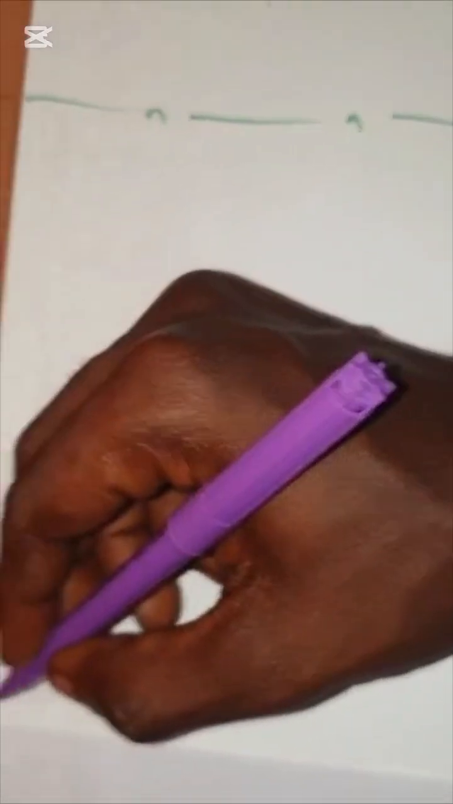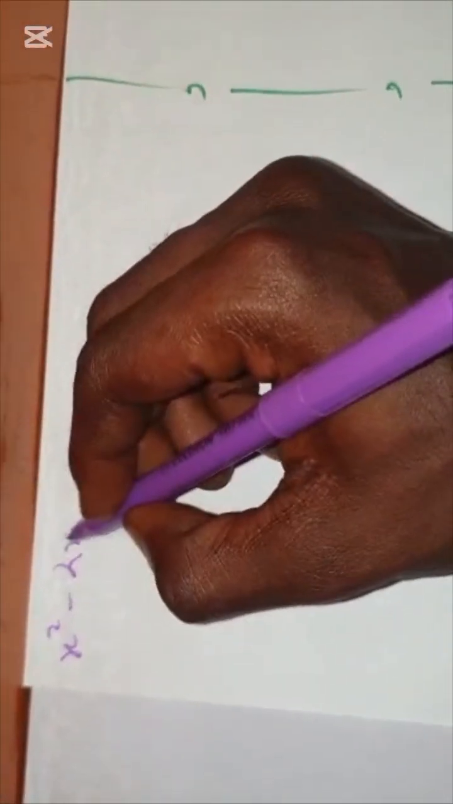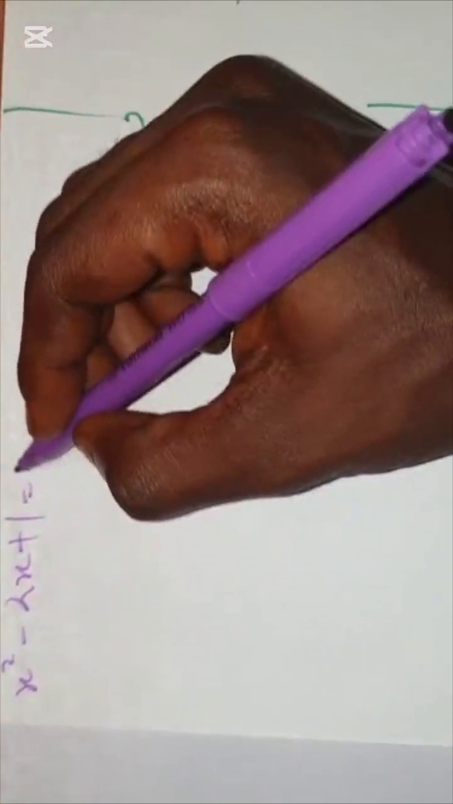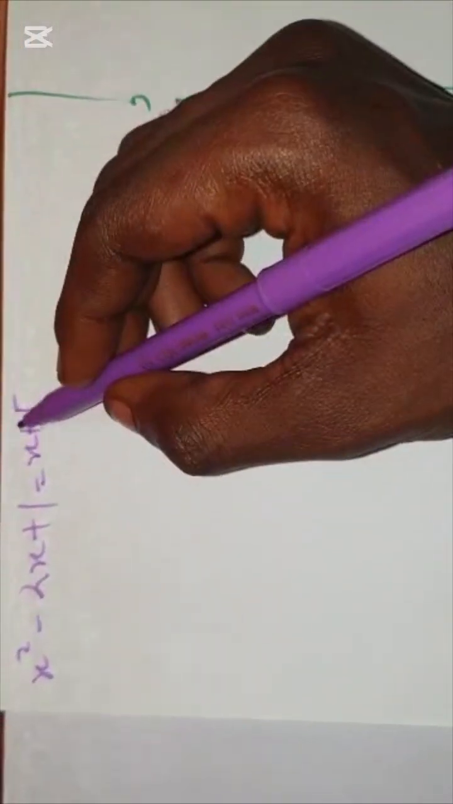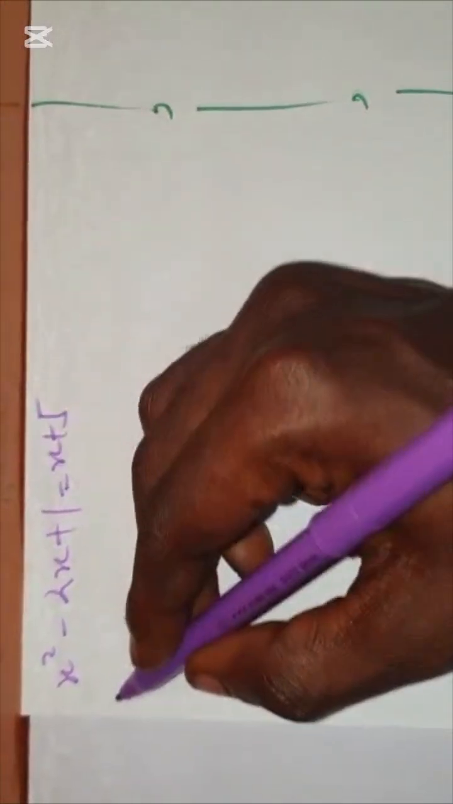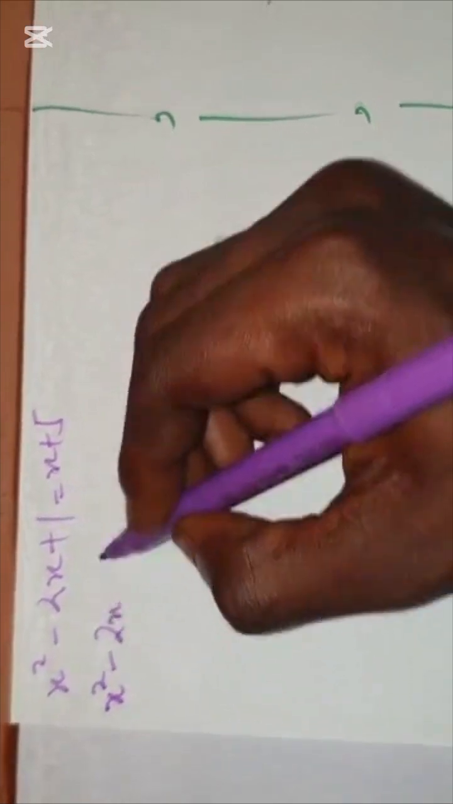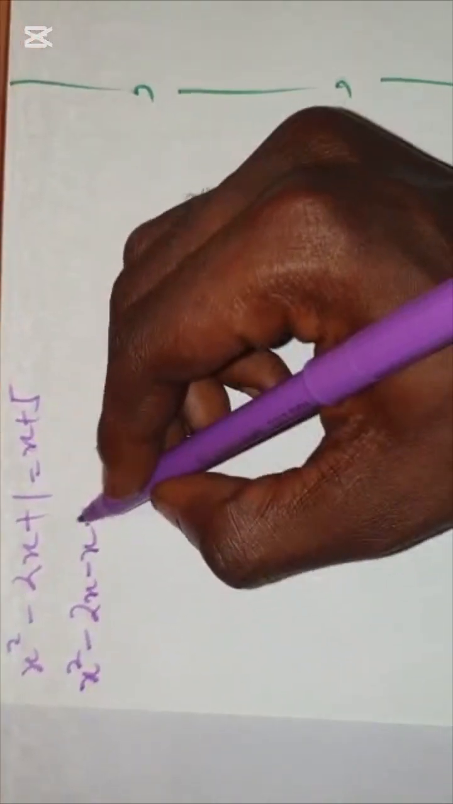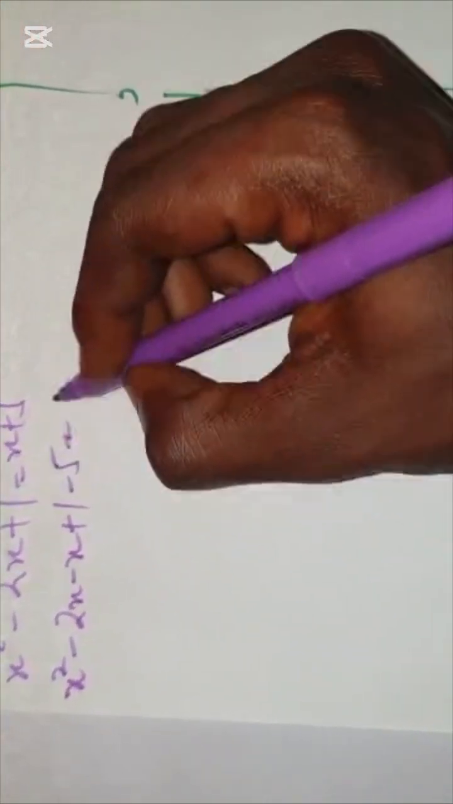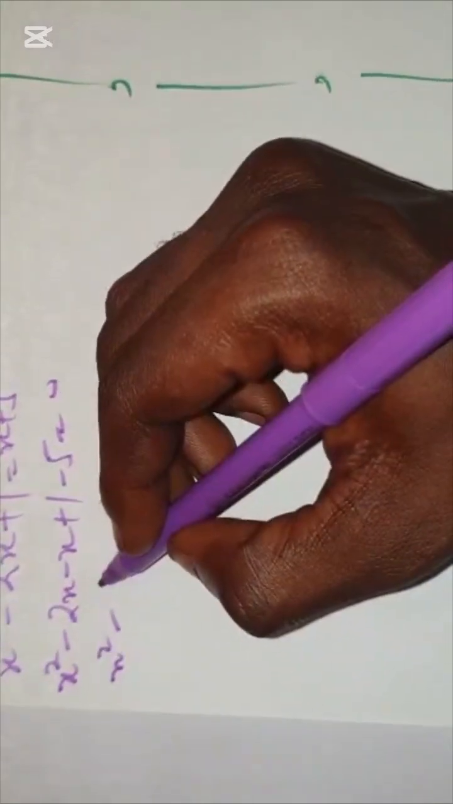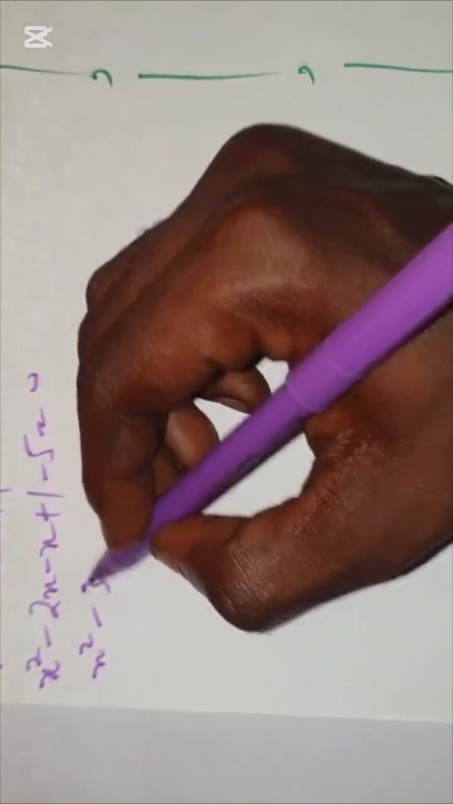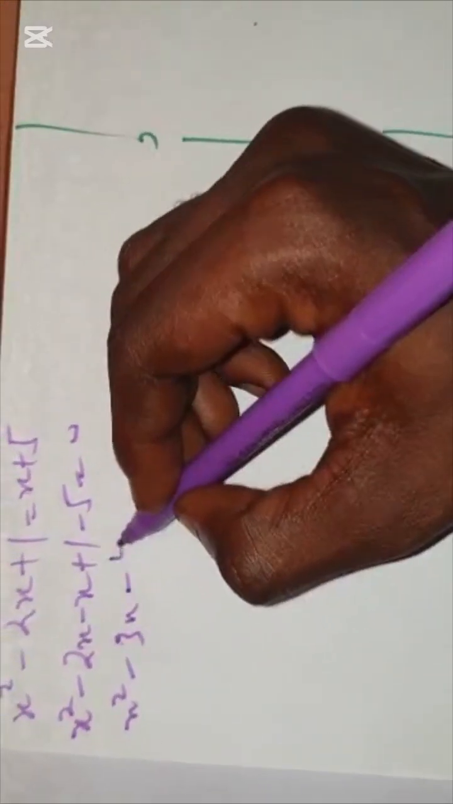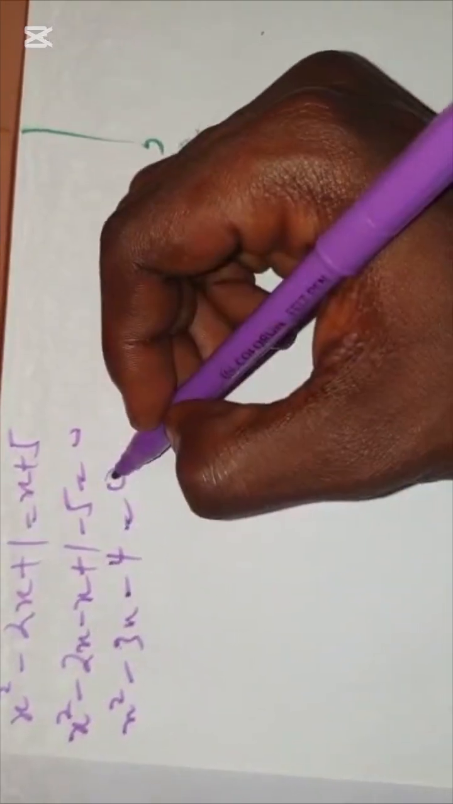So we have x squared minus 2x plus 1 equals x plus 5. So we're going to take these to the other side of the equation. So this gives us minus x plus 1, this gives us minus 5 equals 0. This gives us minus 3x minus 4 equals 0.